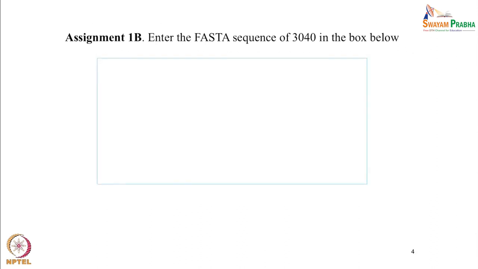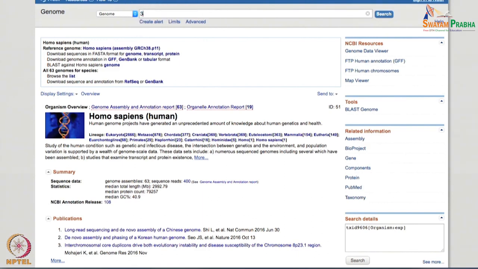The next assignment is a very small one. You have been asked to enter the FASTA sequence of this gene in the box below. So let's go to the NCBI website again. Let's type 3040 in the search box. We type gene and press search.